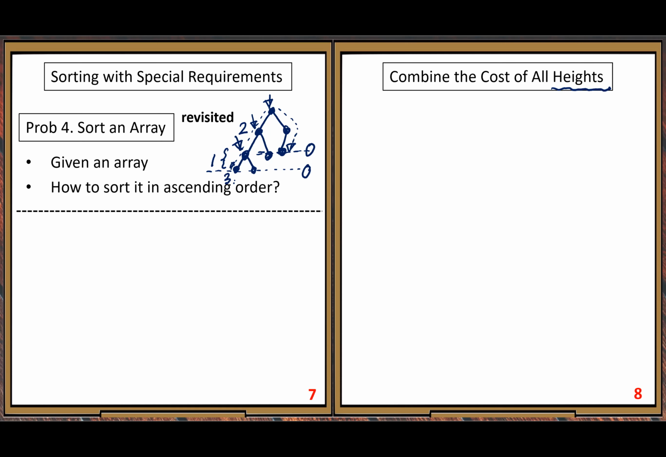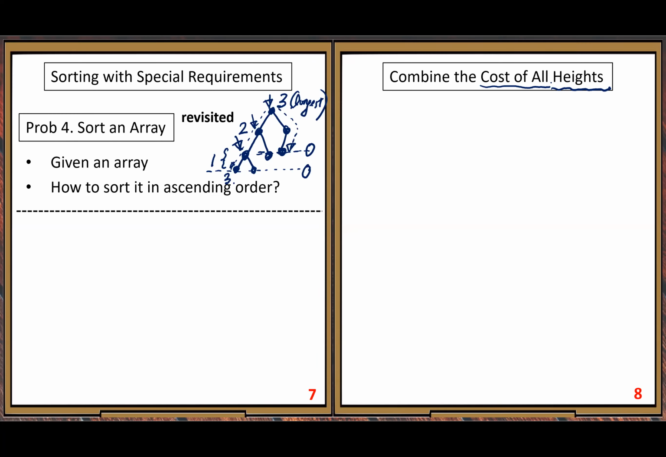Longest. If it's not the longest, we cannot use it to define the height concept. The longest, that is 3. Based on our natural understanding, it should be the longest. So here we use the longest path to define the height concept. Now, with this concept, we will study the cost of all heights.